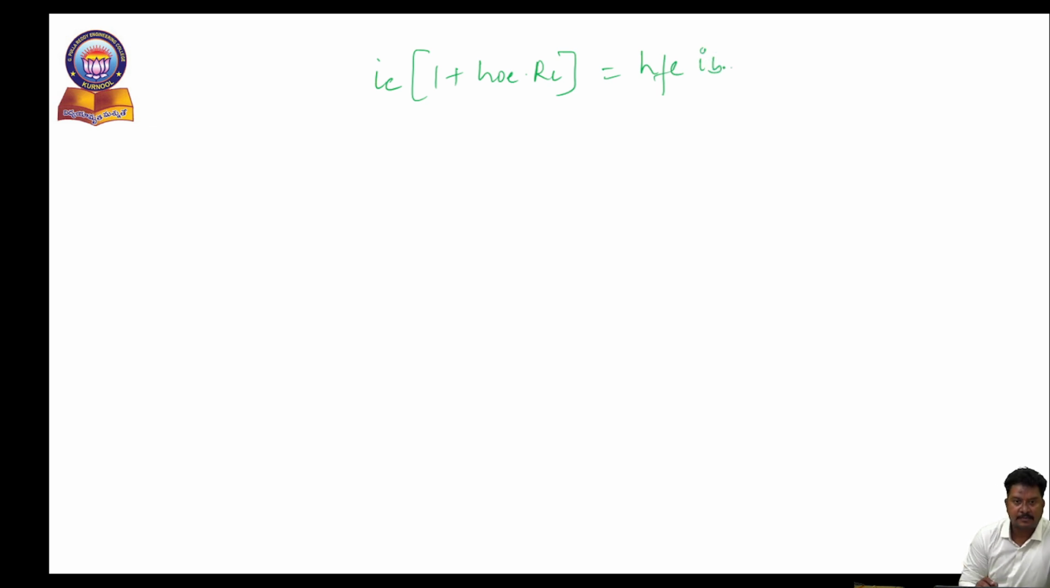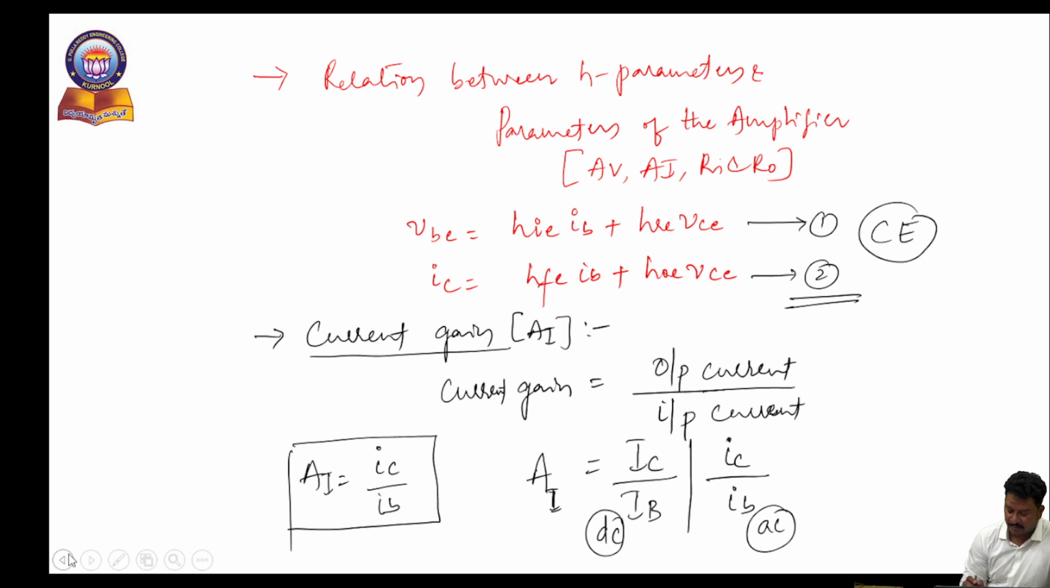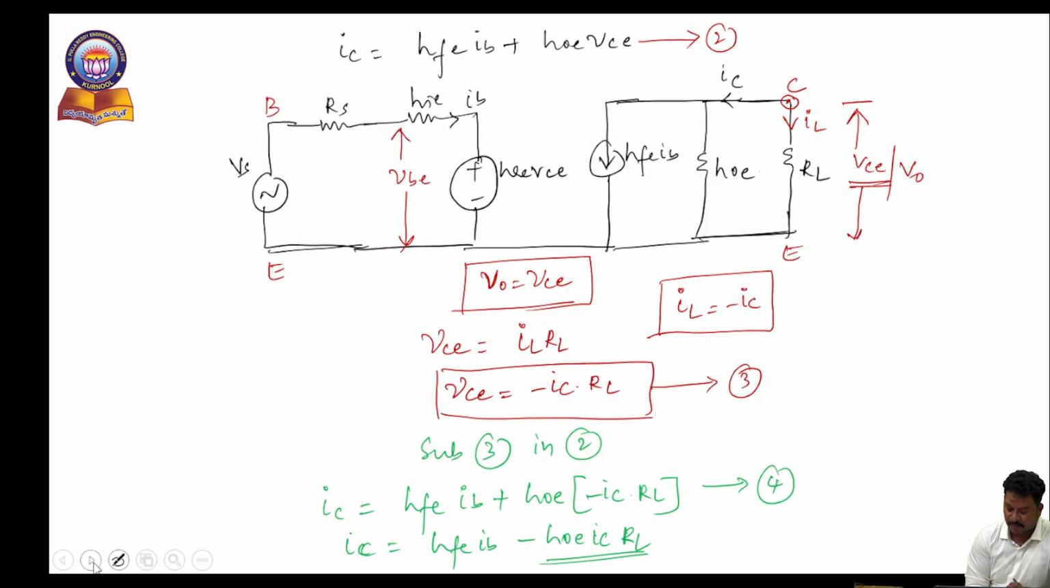So now, as we know that from the basic definition of current gain, output current by input current, then IC by IB is equal to HFE by 1 plus HOE into RL. So this is the IC by IB. But according to the definition of current gain, as we know that minus IC by IB, in the previous slide, what already we are coming across the basic definition. Here we have to indicate the minus sign. Why we have to represent the minus sign, I will try to come across.